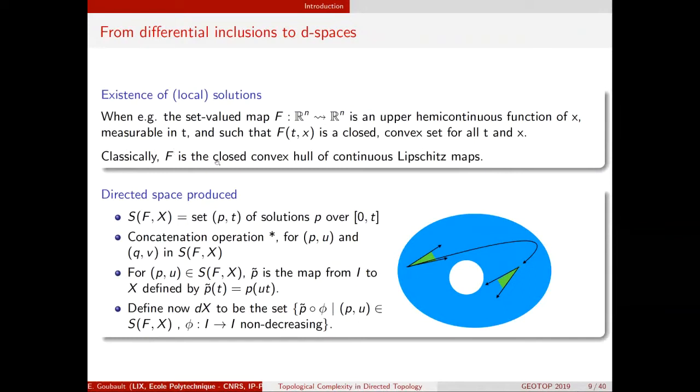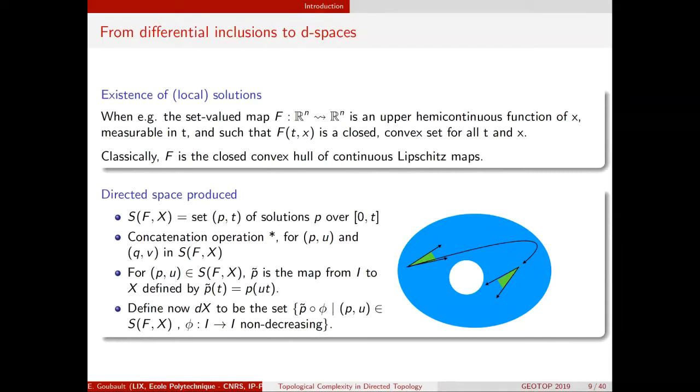Typically, this map F can be the closed convex hull of continuous Lipschitz functions. So you are really in the situation in that picture: you have the convex hull of two continuous flows on X, and you are considering all possible trajectories within the closed cone delimited by these two vector fields, the upper one and the lower one. In that case, as you have local solutions, you can define the directed space structure, the directed paths, as being just concatenations of local solutions of this differential inclusion, modulo reparameterizations, because you need to be closed under reparameterization.